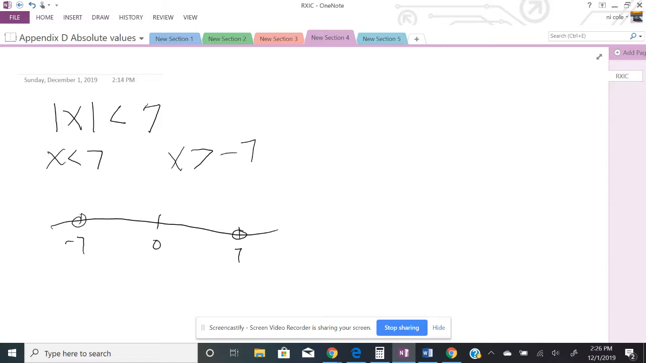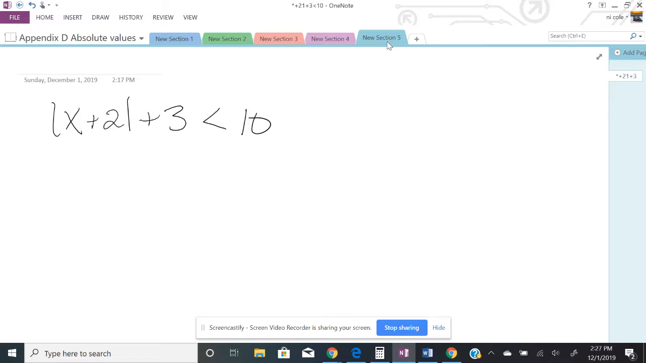Now I've got to test whether they're going together or going in opposite directions. I'm going to test the point 0. Is the absolute value of 0 less than 7? So is 0 less than 7? Yes, that's true. So these are going to connect here, like so.